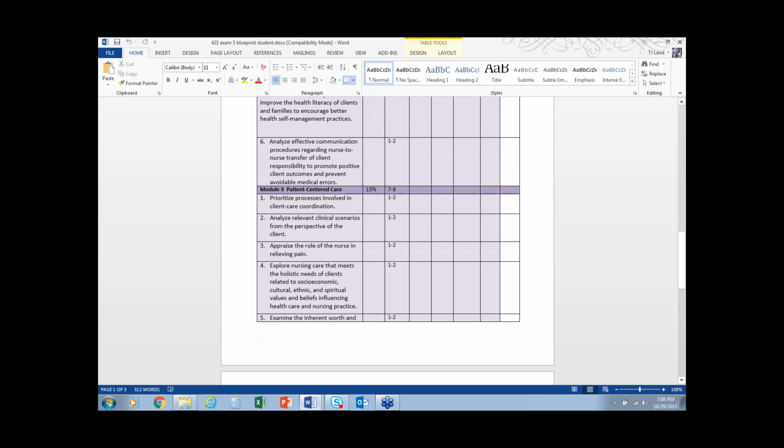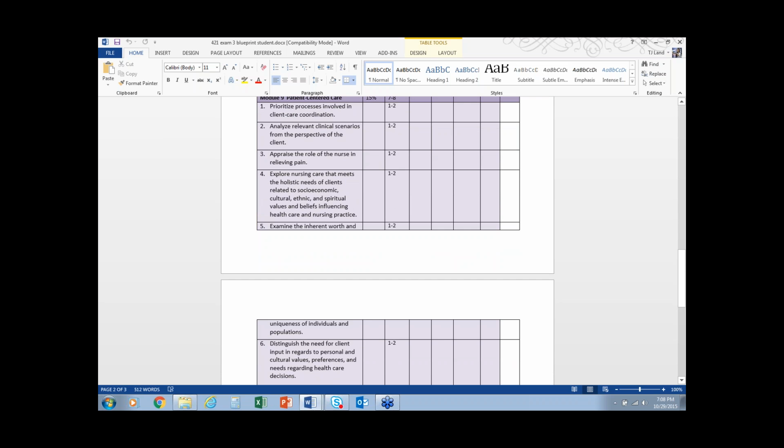So topic or module 9 is where we're talking about patient-centered care. So the first one says you should be able to prioritize processes involved in client care coordination. Didn't we just kind of talk about that when we were talking about SBAR? I do believe we did. So what it means is, how do you as a nurse prioritize? Who needs to be seen first? And when you do see a patient, what needs to be done first? How do you prioritize that?